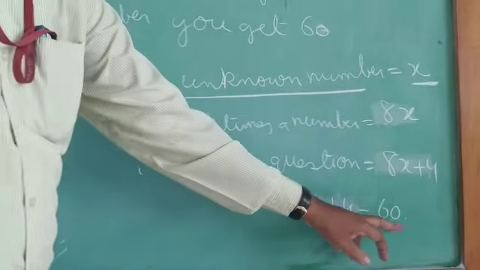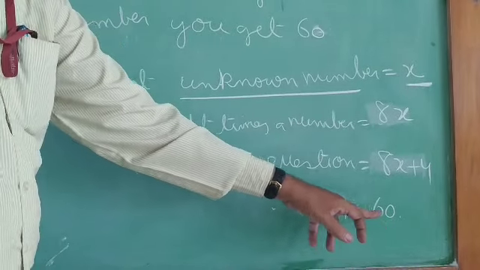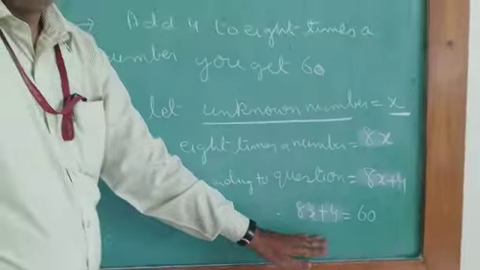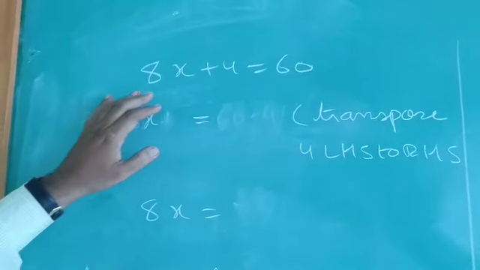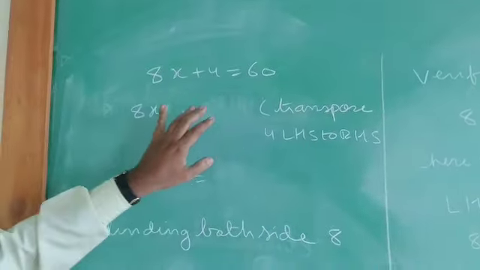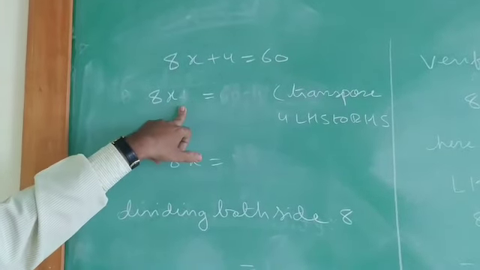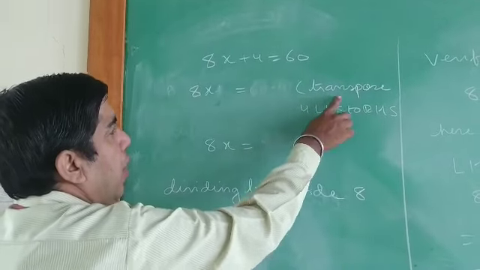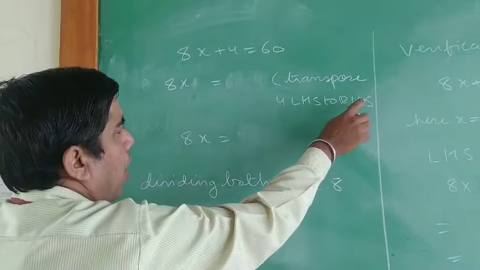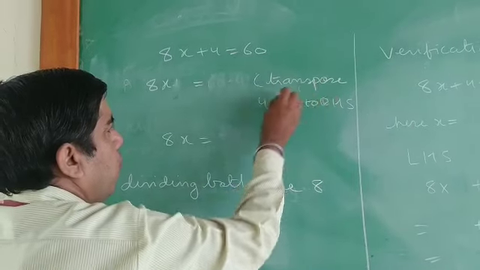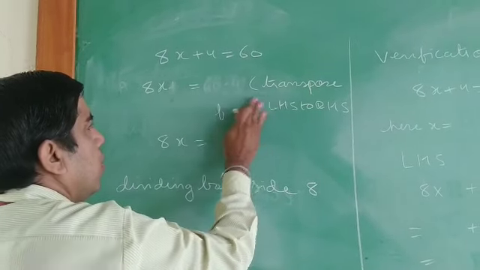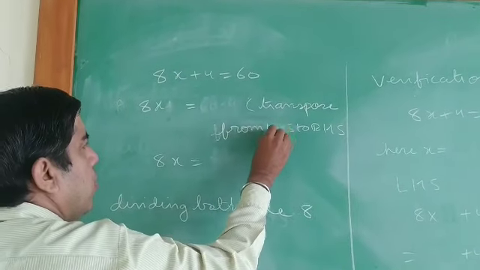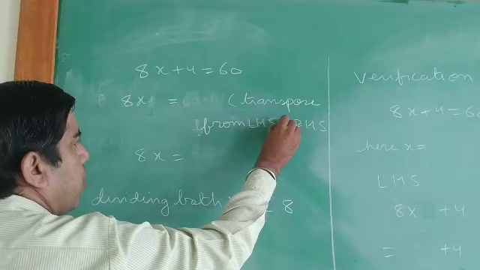And the result is how much? We get 60. Now the equation is formed. Now we have to solve. The equation is 8x plus 4 is equal to 60. Now I am going to transfer 4 from LHS to RHS. So I wrote in bracket, transpose 4 from LHS to RHS. Right here.